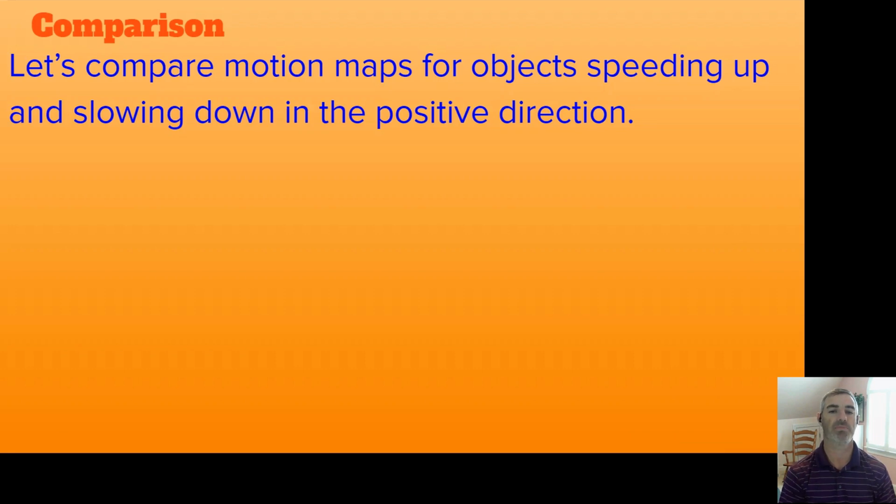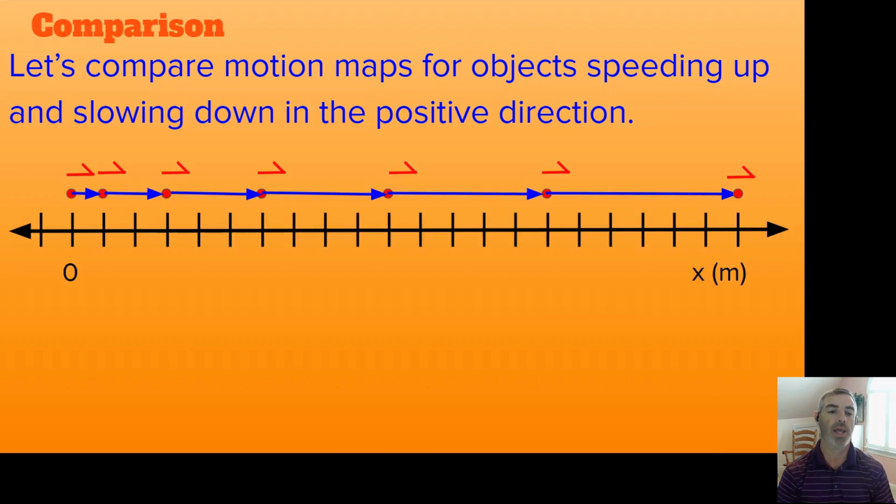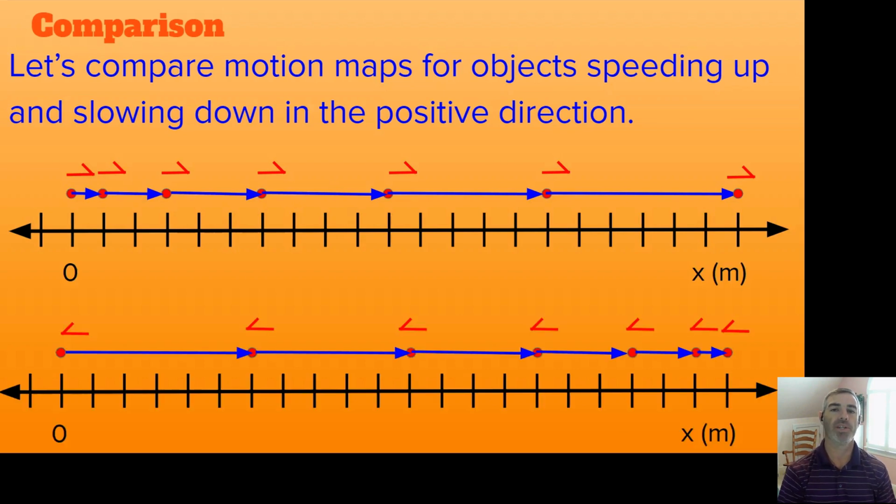So here was the object that was speeding up, moving in the positive direction, and this is the object slowing down in the positive direction. Now notice what's going on with the velocity vectors and acceleration vectors when it was speeding up. The acceleration vectors and velocity vectors both point the same direction when it was speeding up. And on the motion map on the bottom, when it was slowing down, the acceleration vectors point the opposite direction of velocity. Now, this is always going to be true that velocity and acceleration will point the same way when speeding up and opposite way when slowing down.